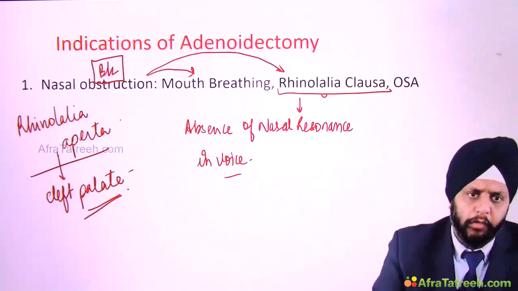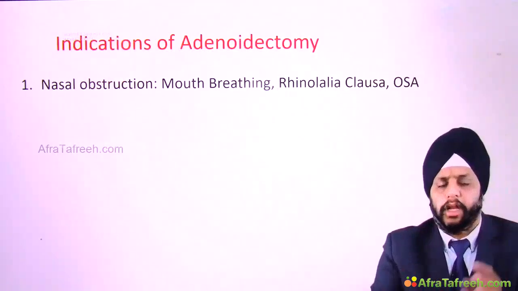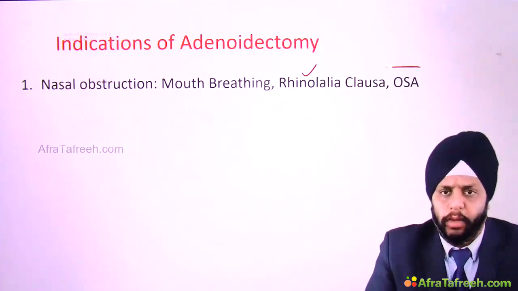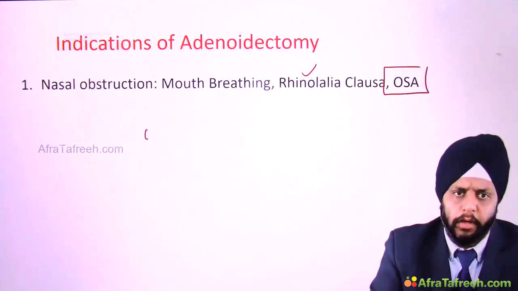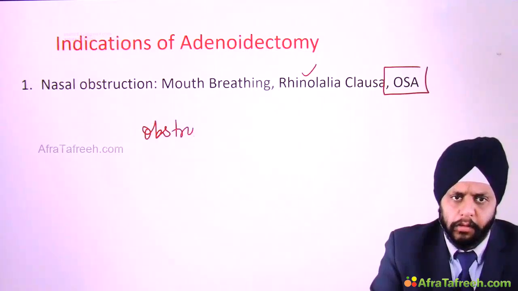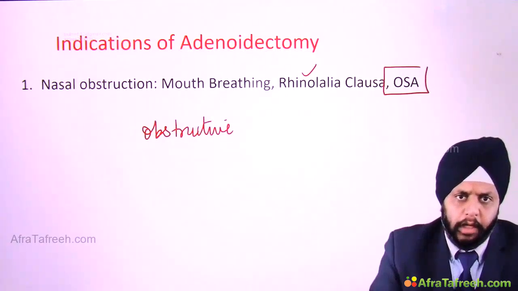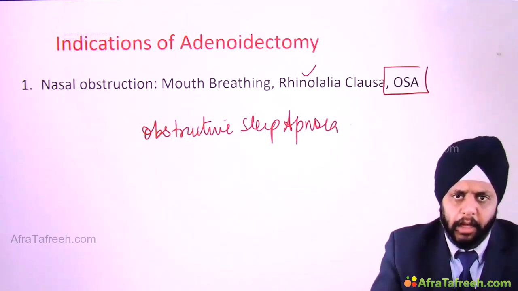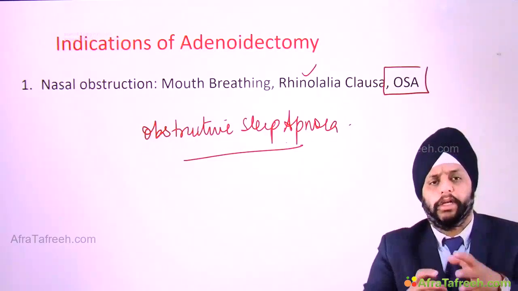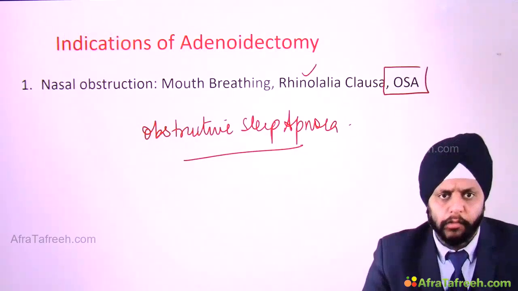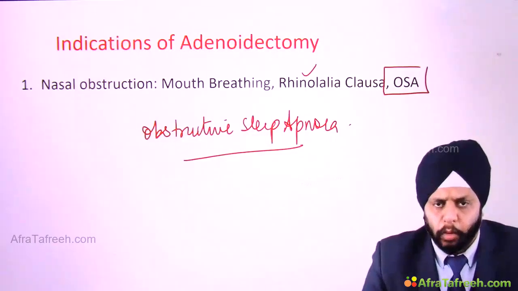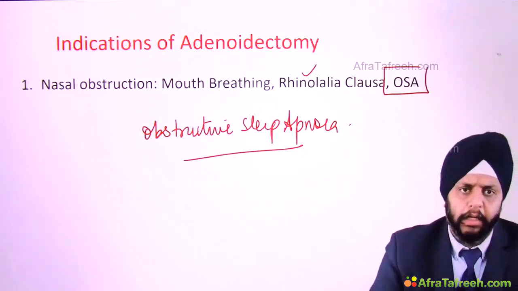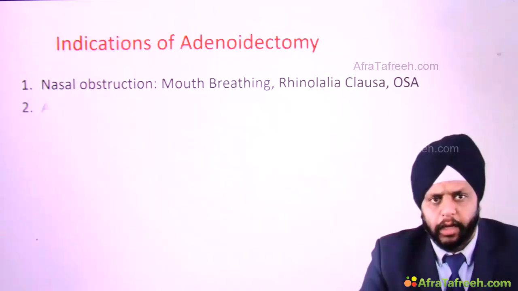So if the child comes with nasal obstruction and rhinolalia clausa, and if the child has OSA, which stands for obstructive sleep apnea, then obstructive sleep apnea is again an absolute indication for adenoidectomy. We will be discussing OSA in some time, so I'll pick up the topic there. Let's go to the second indication for adenoidectomy.